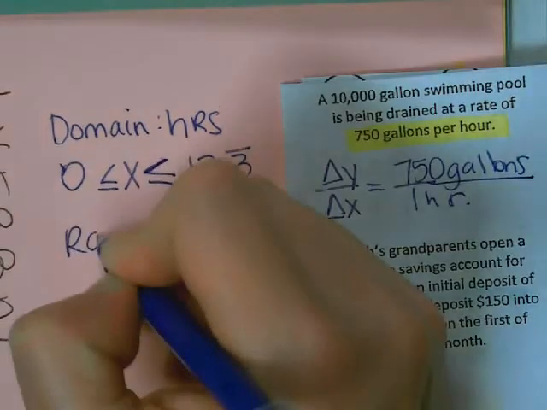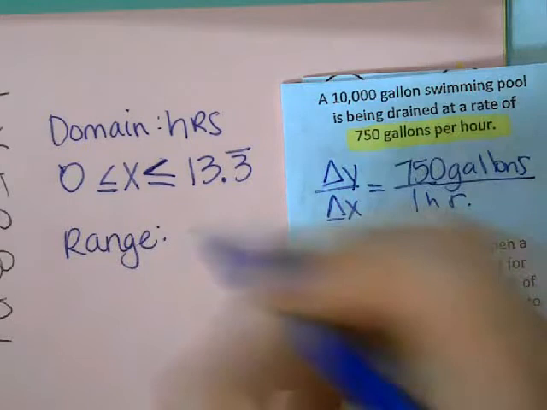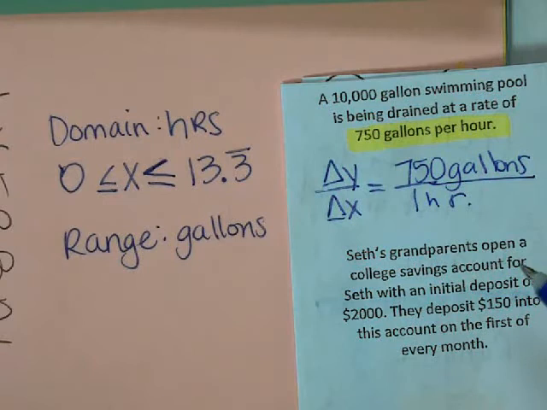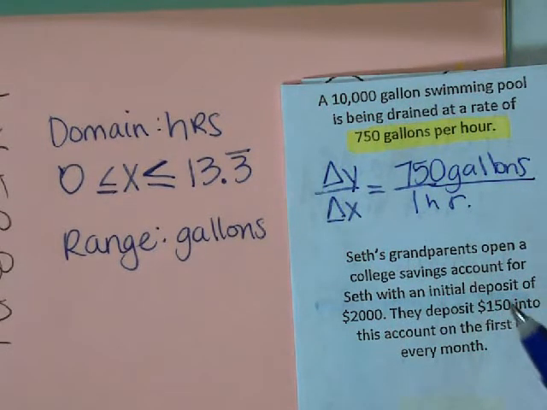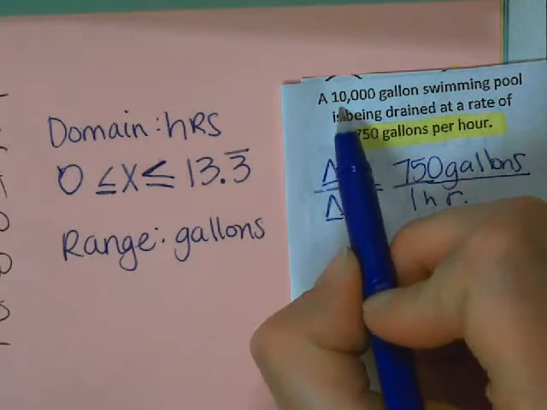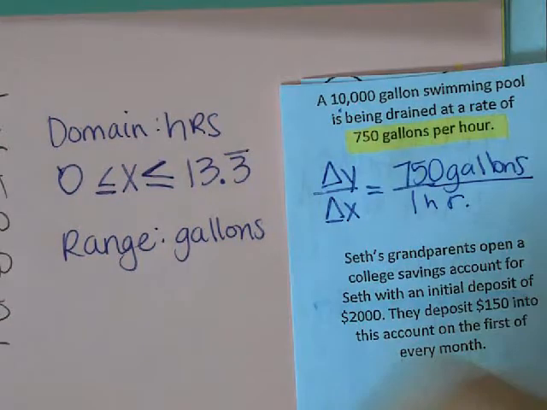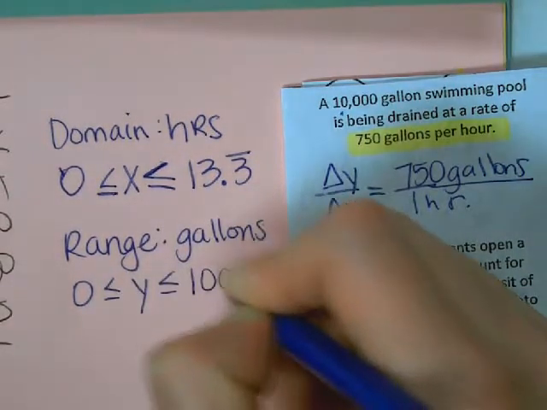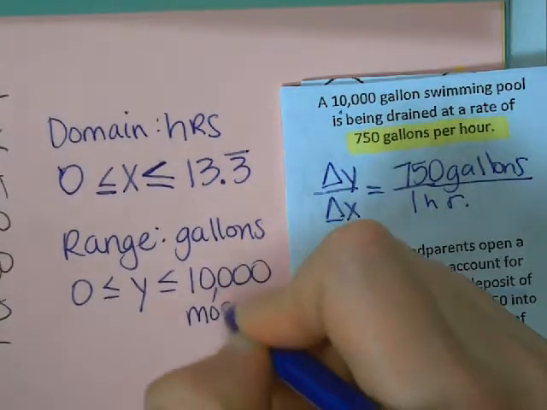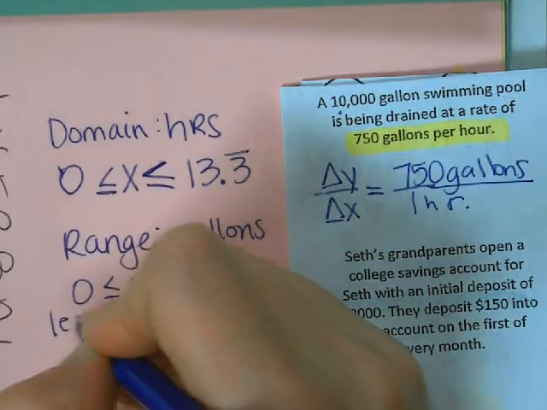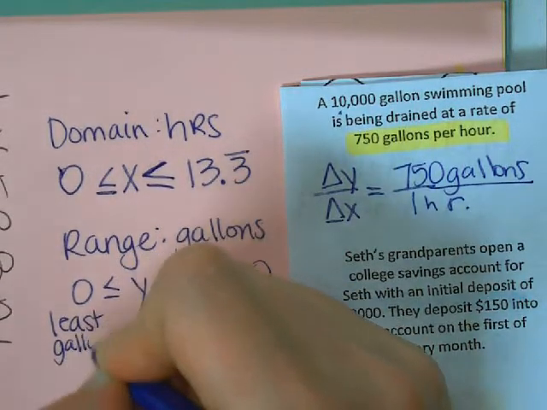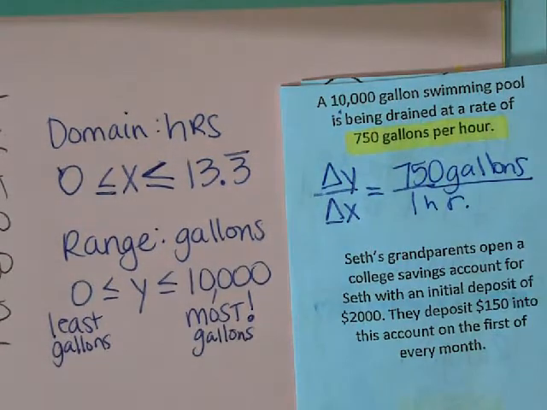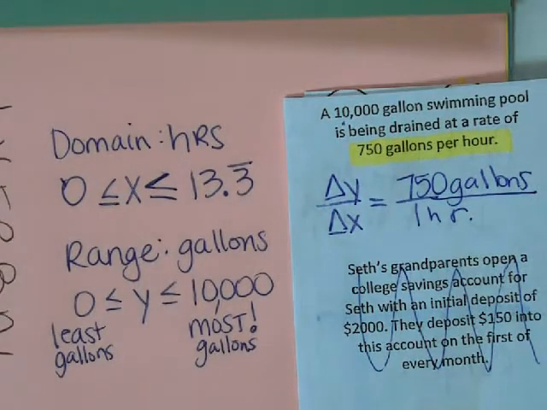Alright, and now let's talk about the range. So the range we said was my gallons. And so we have to think about what is the most gallons I can have and what is the least gallons I can have. So the most number of gallons I can have is 10,000, and the least number of gallons I can have is 0. That's the most gallons, and that's the least gallons. Okay, and we won't worry about this one.